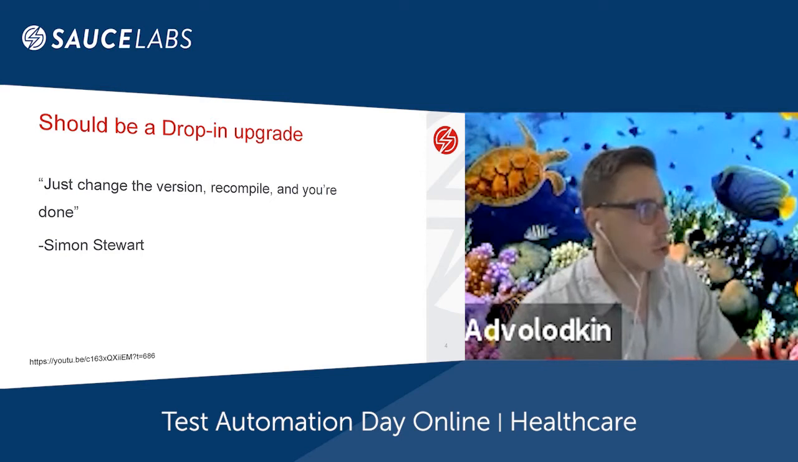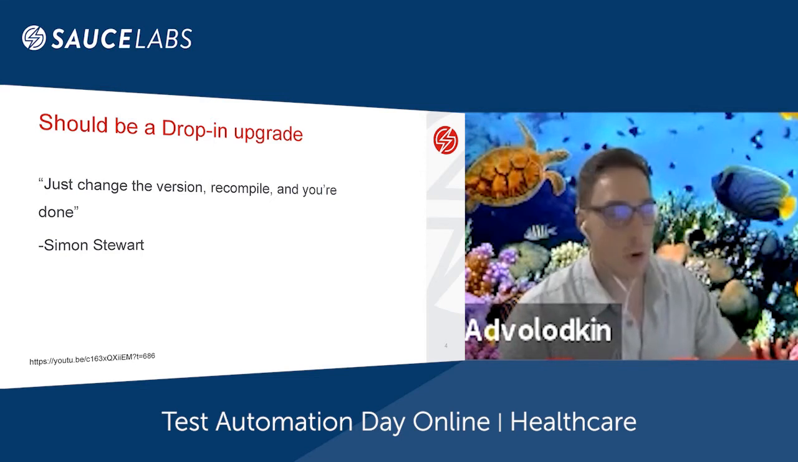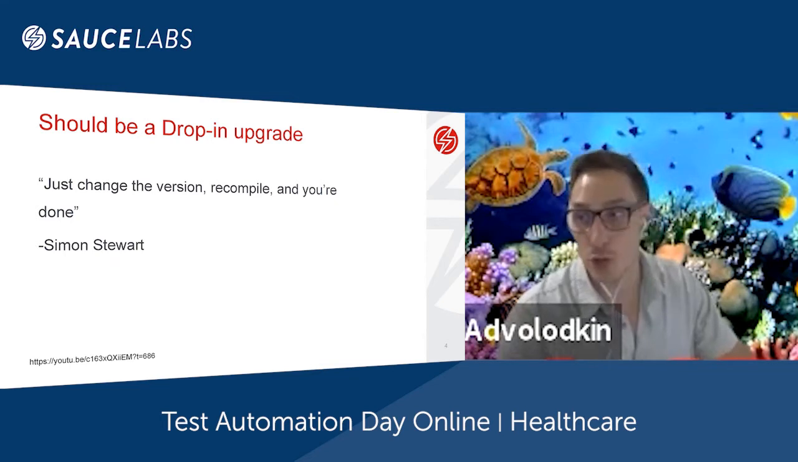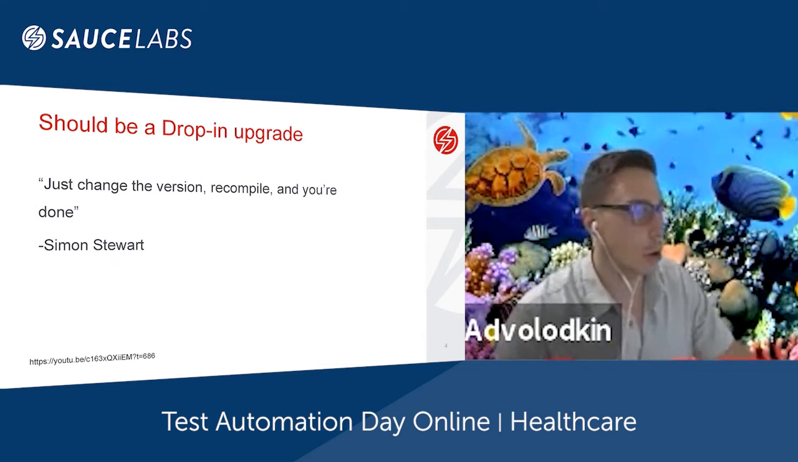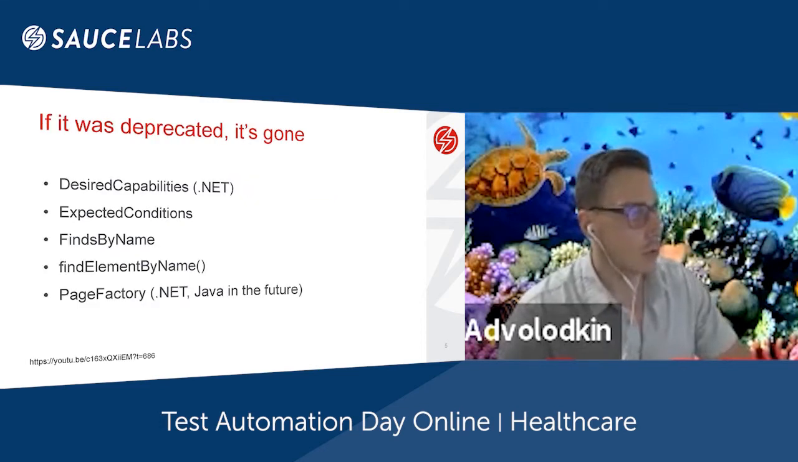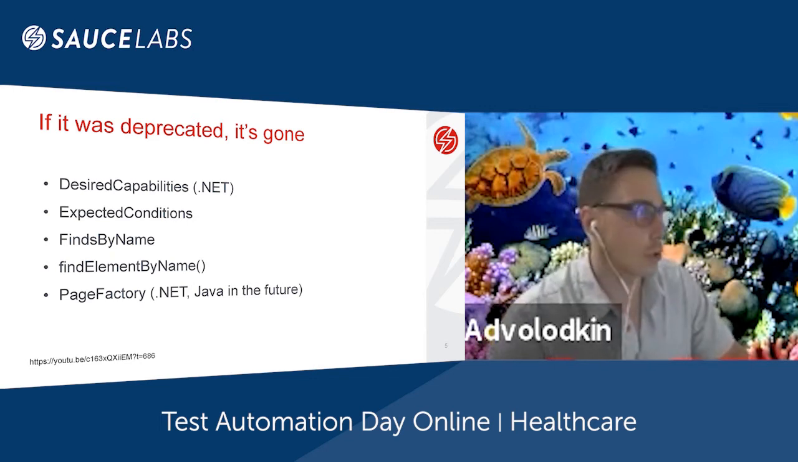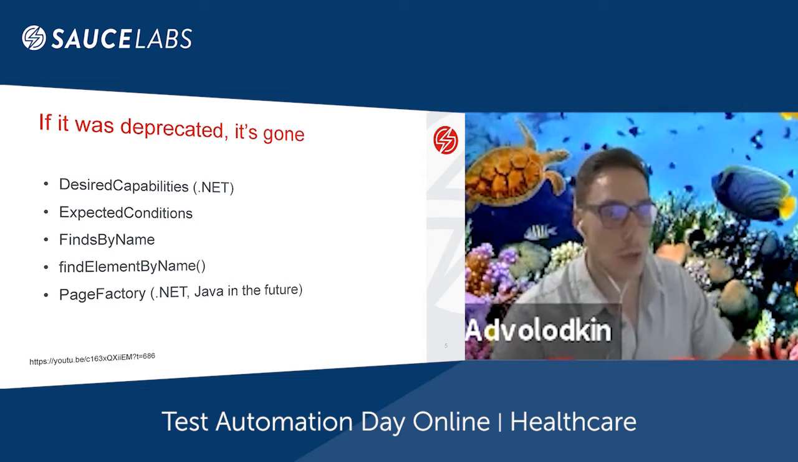So as he kind of said, it should be a drop-in upgrade for most of us, meaning basically you just change the version, you recompile the code, and everything should be up and working with a few caveats. So desired capabilities, for example, in .NET are deprecated right now in version 3. So in version 4, because they're deprecated, that means they're going to be totally gone. It means you will not be able to use desired capabilities. Instead, you are going to need to use specific browser options, right? You're going to use either Chrome options or Safari options and so on and so forth.